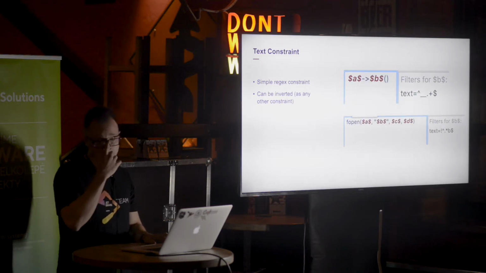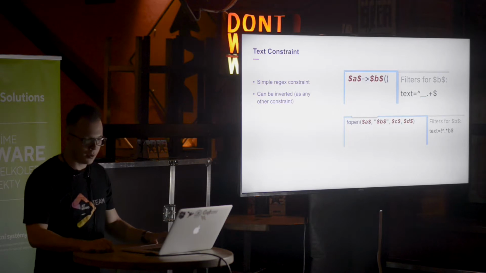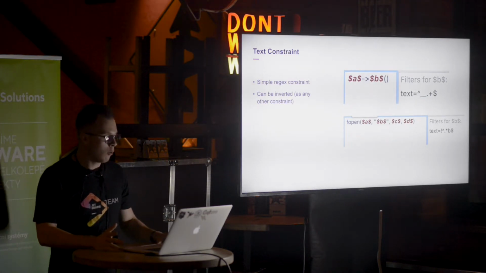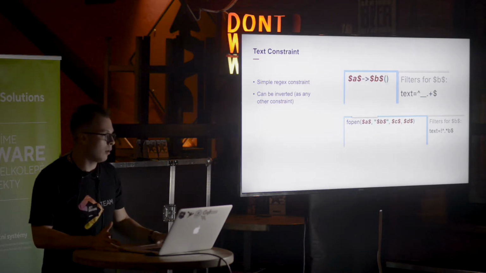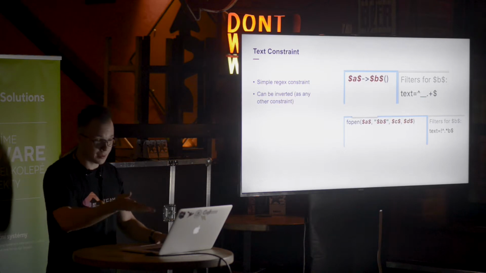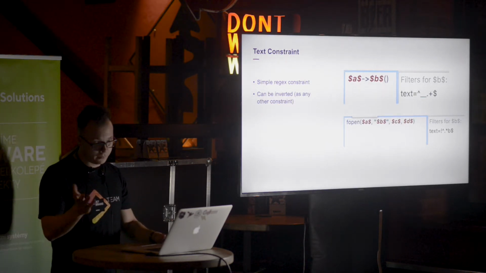Also, these constraints, like any other constraints, can be inverted by a leading exclamation mark. By this example, we can, for example, find all fopen calls without a binary modifier inside a string literal as the second argument. That's it.